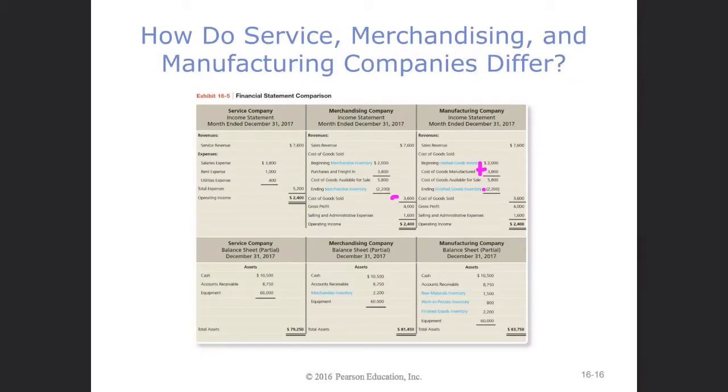So it's just showing, if you have a question that says, for the manufacturing company, what were their total assets? Well, we see here we've got all of the assets listed out: cash, accounts receivable, merchandising inventory, and equipment. So we would just add all of those up to get to our total assets.